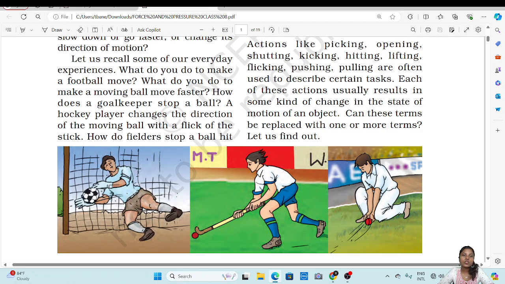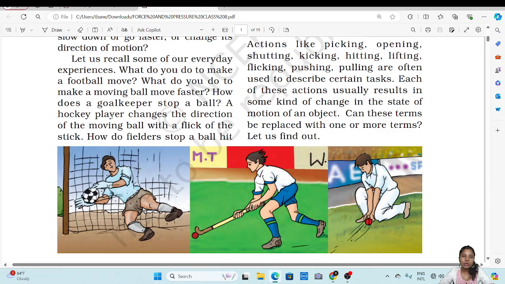How does a goalkeeper stop a ball? It will stop it with its hands, so it will block the incoming ball. The hockey player changes the direction of a moving ball with a flick of a stick. A football is a larger ball as compared to a hockey ball. Hockey balls are very small. In that case, the hockey ball is just controlled by the hockey stick, and with the help of that stick, you can even change the direction of that ball.